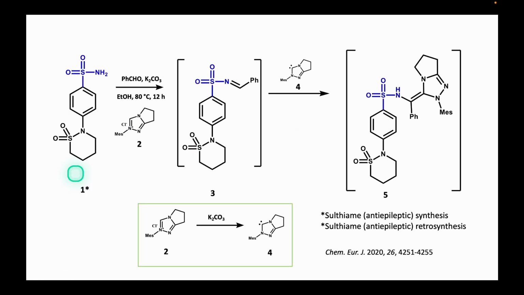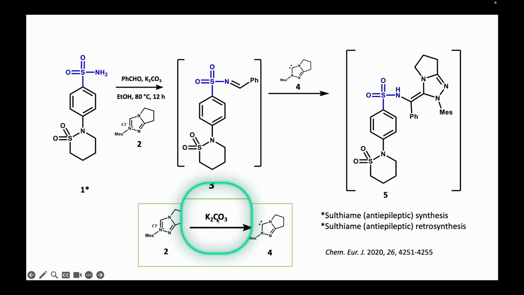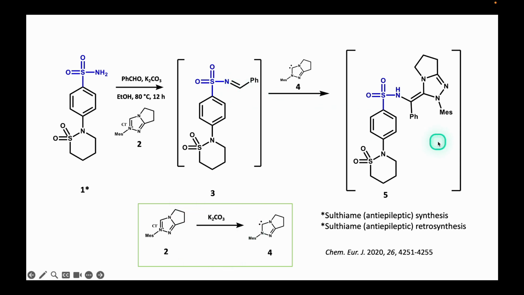Starting from unlabeled Sulthiame, whose synthesis and retrosynthesis were already presented in previous videos, the reaction with benzaldehyde, in the presence of a pyrazolyl chloride and potassium carbonate, generates the N-sulfonyl imine as an intermediate. The pyrazolyl chloride 2 with potassium carbonate generates carbene 4, which adds to the carbon-nitrogen double bond, producing intermediate 5.